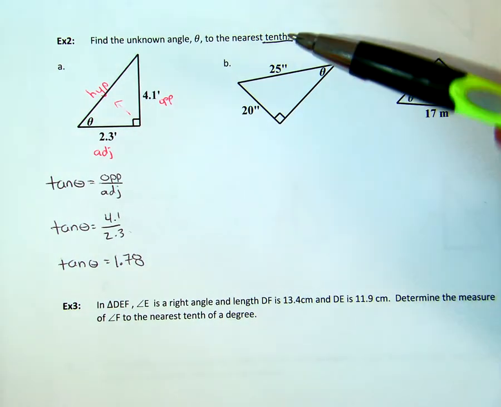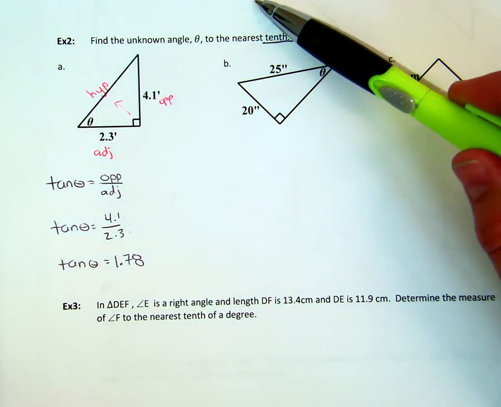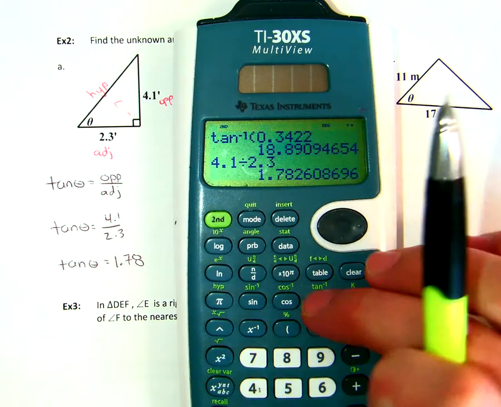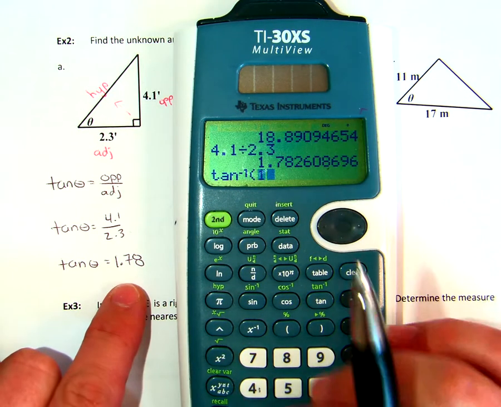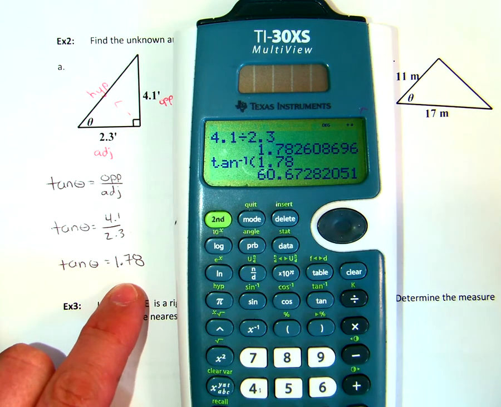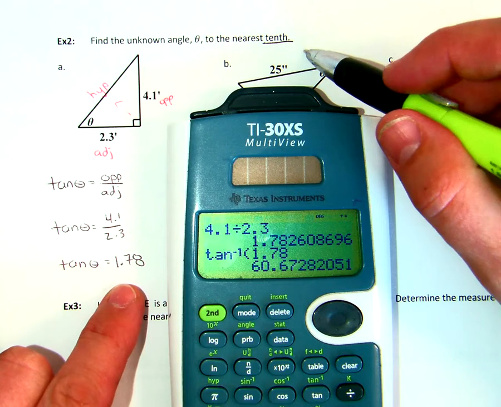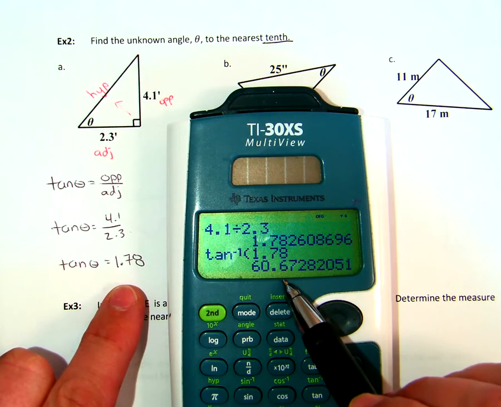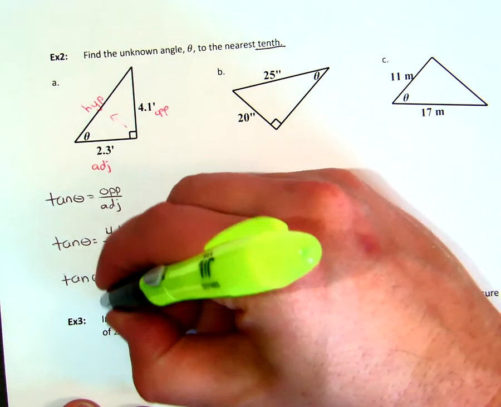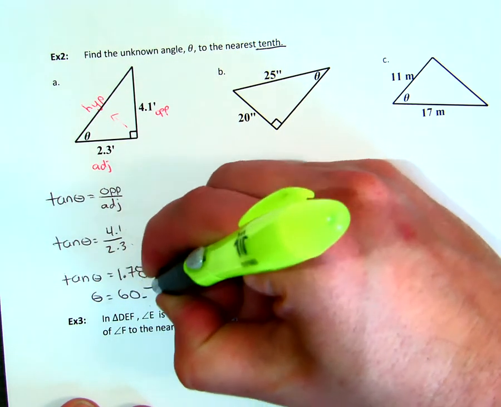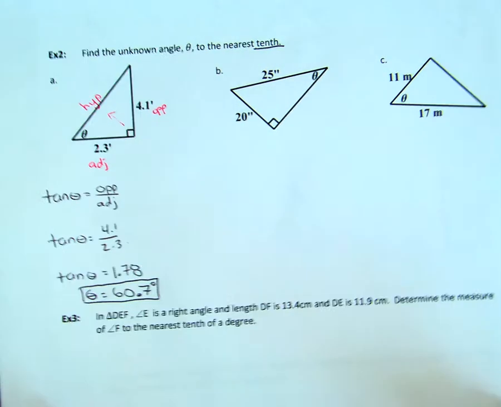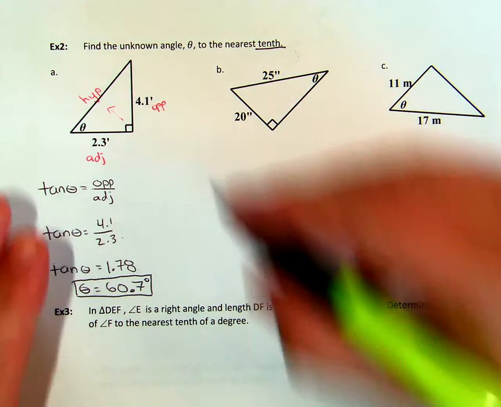Then what I need to do is get the theta. Just like we did on the ones above, I'm going to press second function tan on my calculator, and then I put in the decimal 1.78, and that will tell me what theta is. So 60.67, what do we need to the nearest tenth? Tenth is one decimal place, so 60.6, the 7 tells the 6 to round up, so it's going to be 60.7 degrees. So theta equals 60.7 degrees. Box that guy, and we're done. So let's move on to the next one.